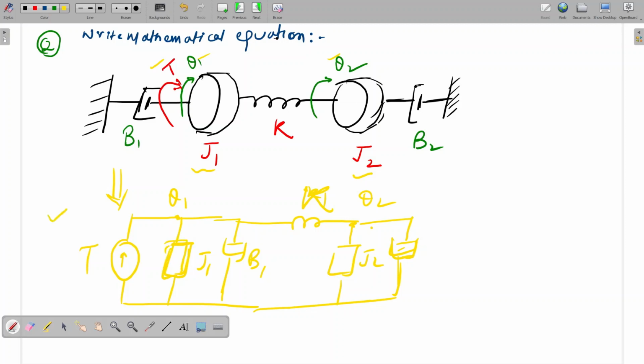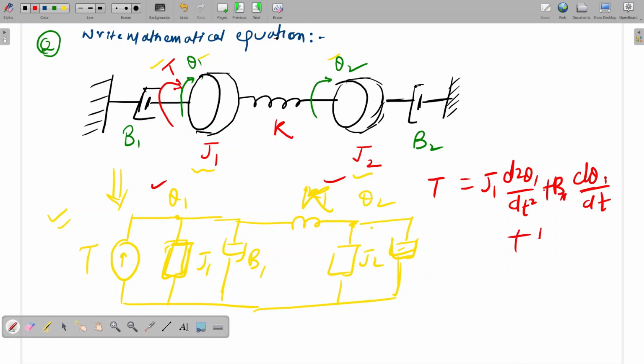Is this network circuit clear to all? Can you reply in the chat box? Should I proceed further? Now we can write the KCL equation similar to the previous case. Here also, for these two nodes we can write the equation. So for node 1, what will be the equation? T will be equal to J1 d square theta 1 by dt square plus B1 d theta 1 by dt plus K into theta 1 minus theta 2.